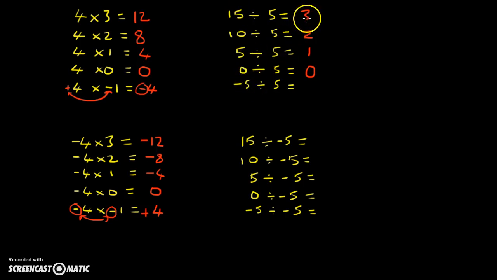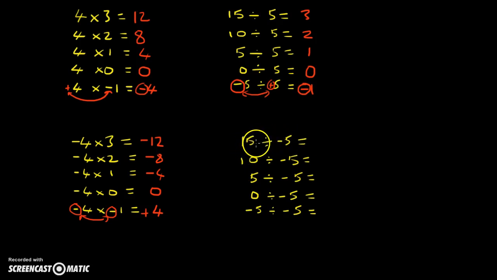These numbers are going down by 1. So 3, 2, 1, 0. Next one, 1 below 0, negative 1. So if we've got a negative divided by, this is a positive, so negative divided by a positive, then we get a negative.